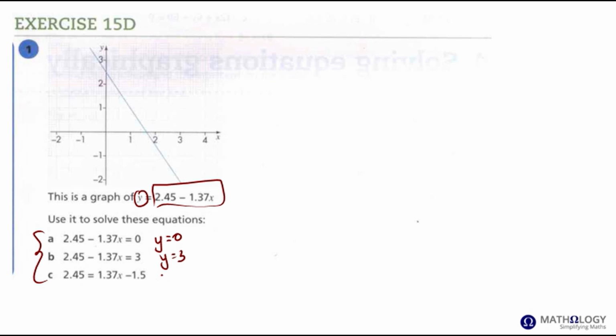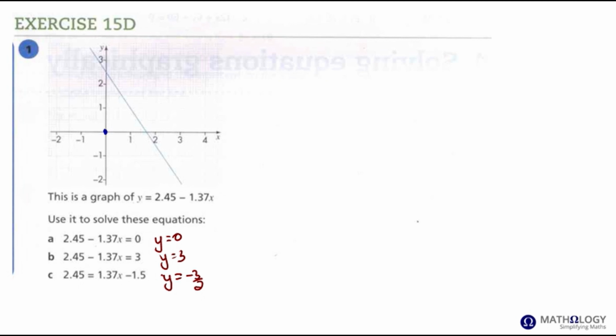y is 2.45 minus 1.37x, so we're just going to take this term to the left. So we have 2.45 minus 1.37x, and what's left is minus 1.5, right? Minus 3 over 2, or minus 1.5. So now we're just going to solve for x where y equals minus 1.5, or y equals minus 3 over 2. If it's not in the form that you need it to be, then you need to put it into that form before we can answer the question. So now all we need to do is find these y values on the graph and read off the corresponding x values. For the first one, y equals 0 is at the origin.